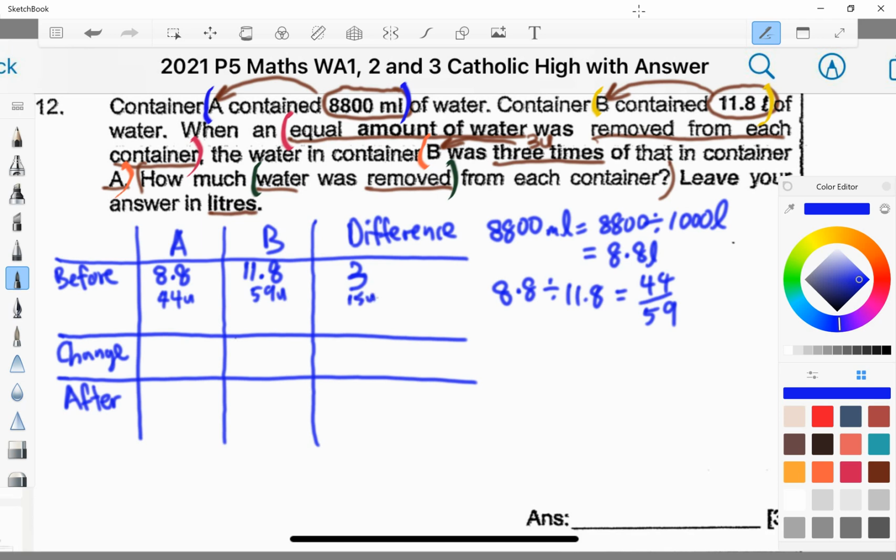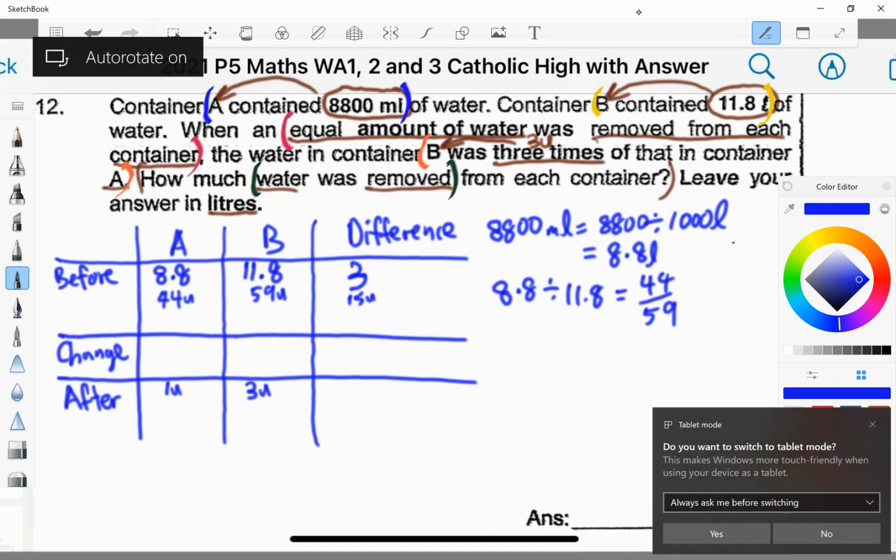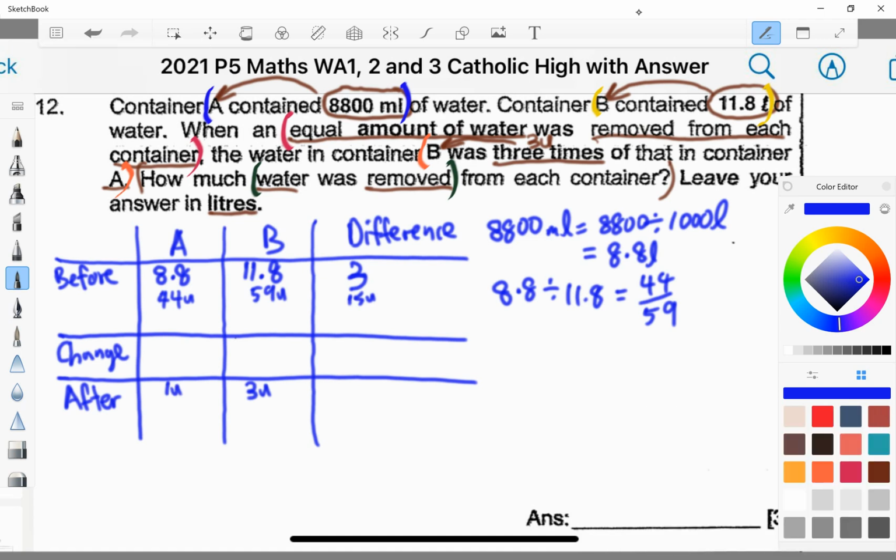So I'll just put that down nicely. So in the end, my container B became 3 times. It became 3 units. My container A was 1 unit. And the difference is 2 units.